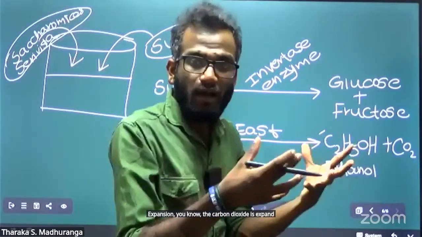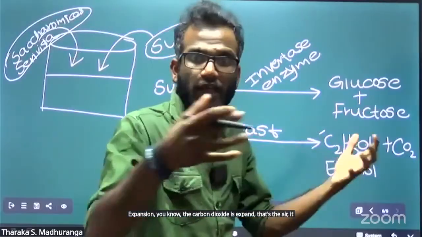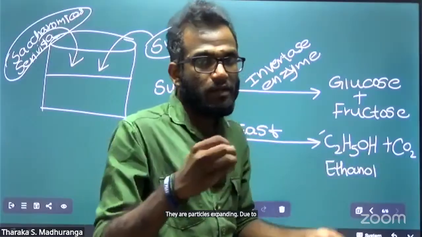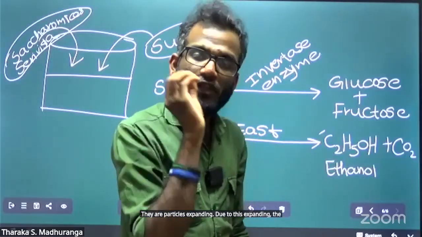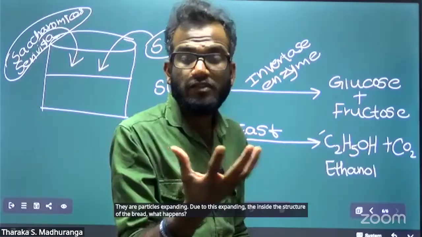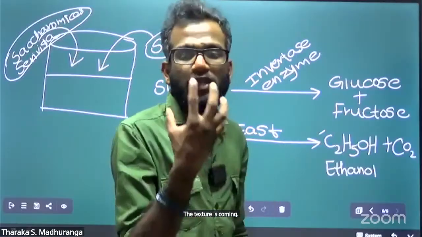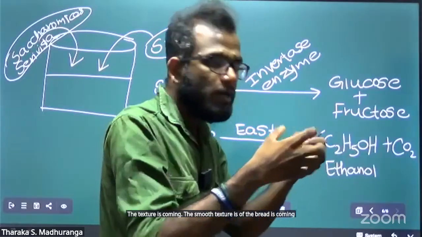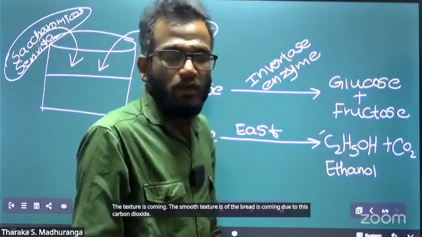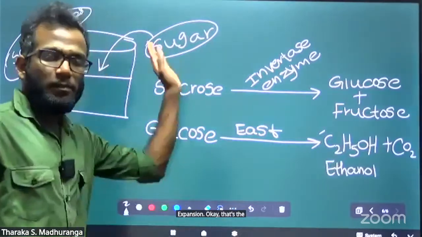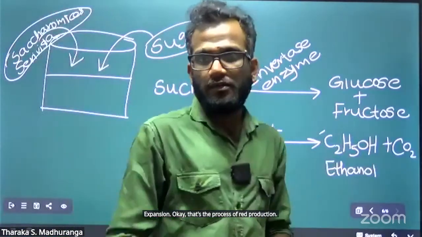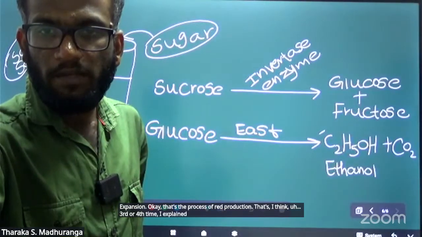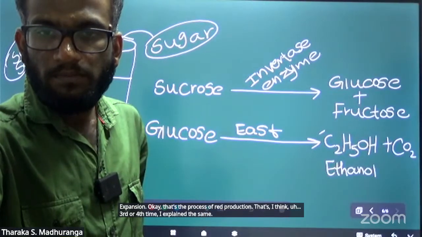That's air; when temperature increases, it expands. The air particles expanding, due to this expansion, the inside structure of the bread, what happened? The smooth texture of the bread comes due to this carbon dioxide expansion. Okay, that's the process of bread production. That's, I think, the third or fourth time I explained the same thing.